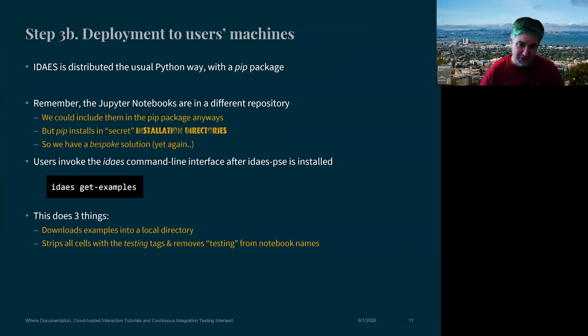But then it also is able to strip all the cells with the testing tags, so we get what we wanted, which is we get the solution and the example versions of the notebooks locally. And for good measure, we also install a bunch of Python code that may be in the same directories as these examples, so that the examples can essentially delegate some of the more complicated or more boilerplate pieces of code to a script that you don't have to show the user.